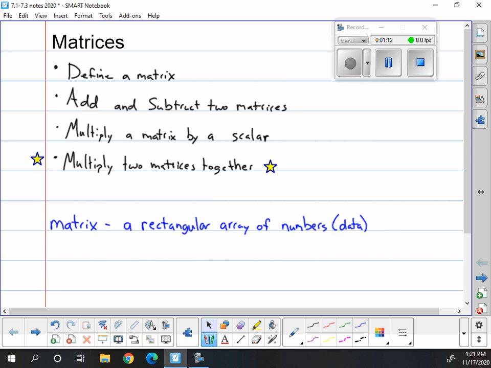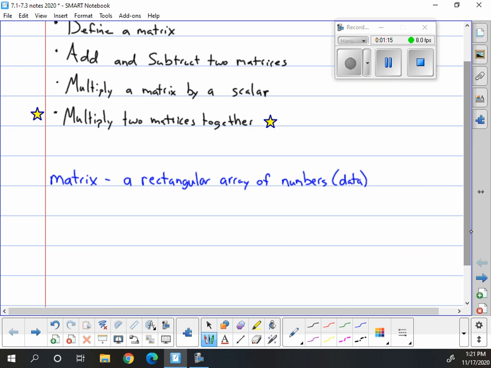So if you think about systems of equations that we've been doing, where you've had, say, 3x plus 4y equals 12 and 10x minus 2y equals 3, something like that. If I were to just focus in on the numbers and say the number of x's were 3 and 10, and the number of y's were 4 and negative 2, and the solutions were 12 and 3. That rectangular way of organizing the data is a matrix.